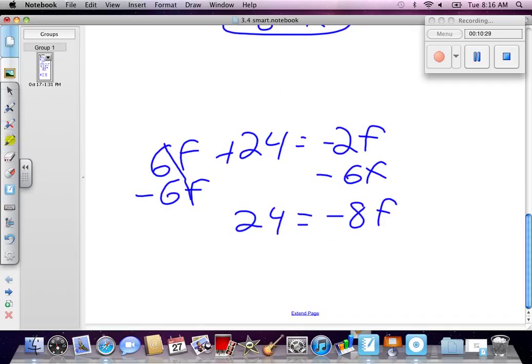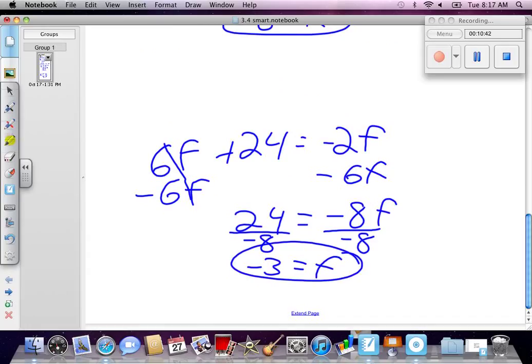What do I do now to get rid of that negative 8? You divide. Good. Just like we did yesterday. Those opposites. I get negative 3 equals f. Feeling pretty good about this? Somewhat. Why don't we try C on our own?